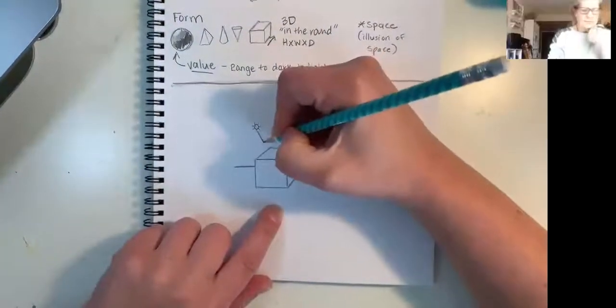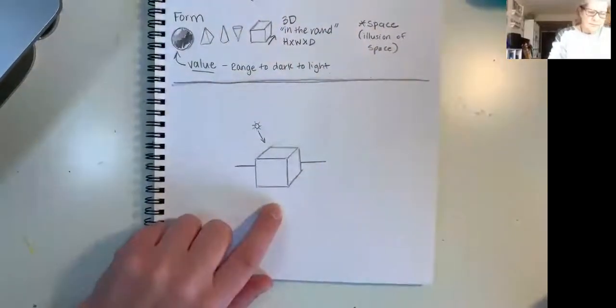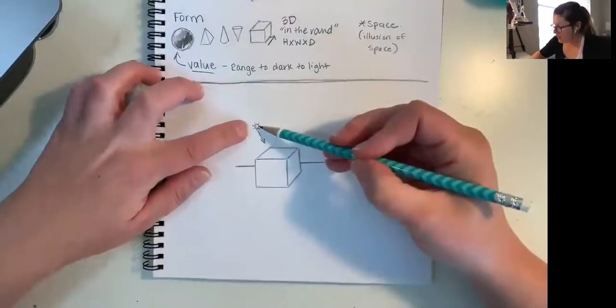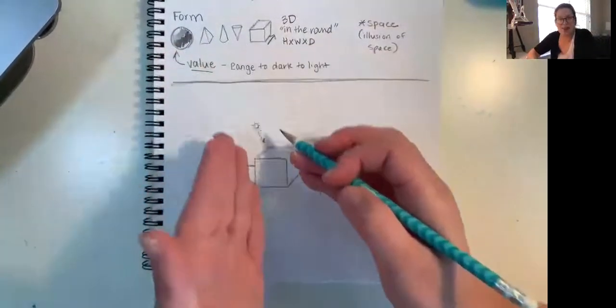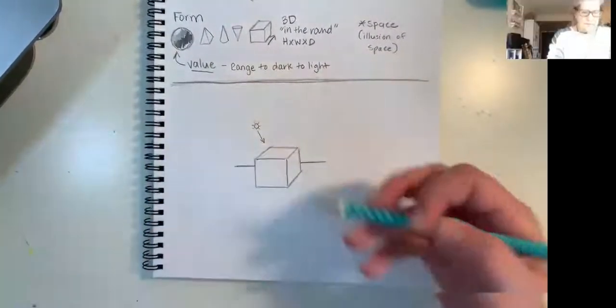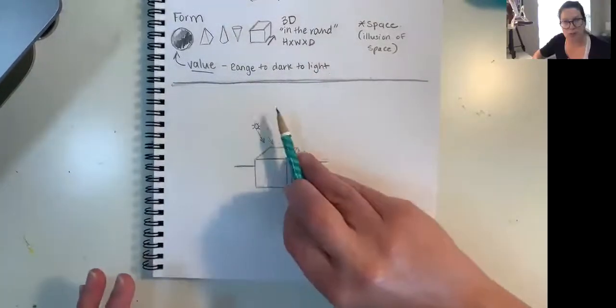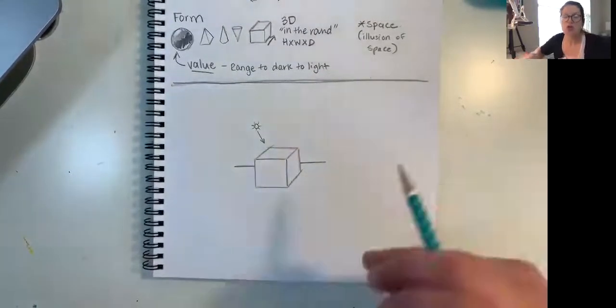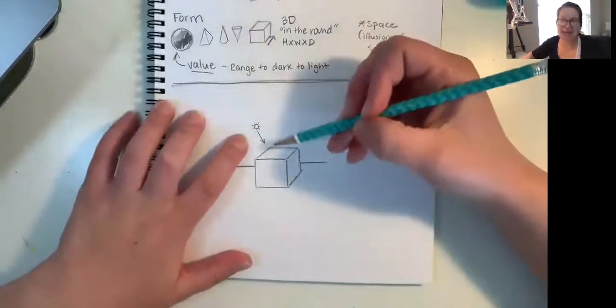Okay, you could even draw an arrow if this is helpful for you in the beginning. But you're thinking, okay, the sun is coming from here. This is where my light is coming from. And at different times of day, that light will shift as the sun moves. So we're just making this up.